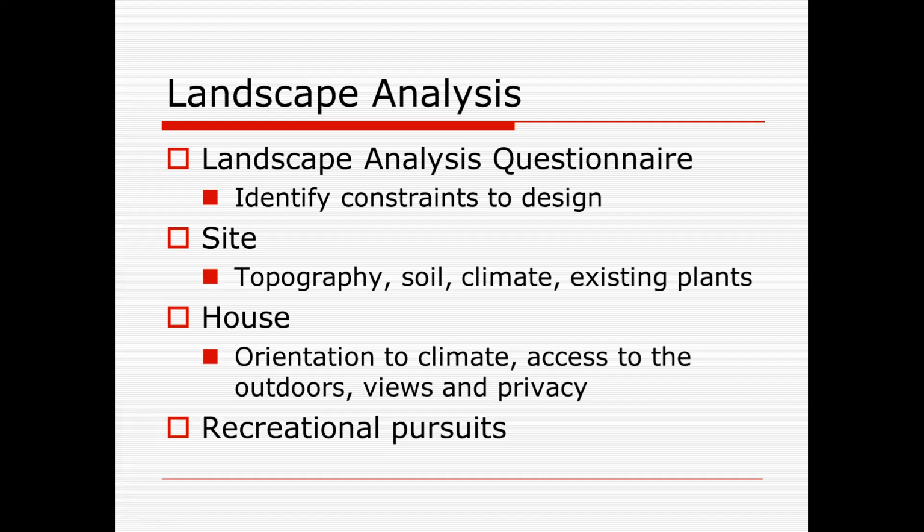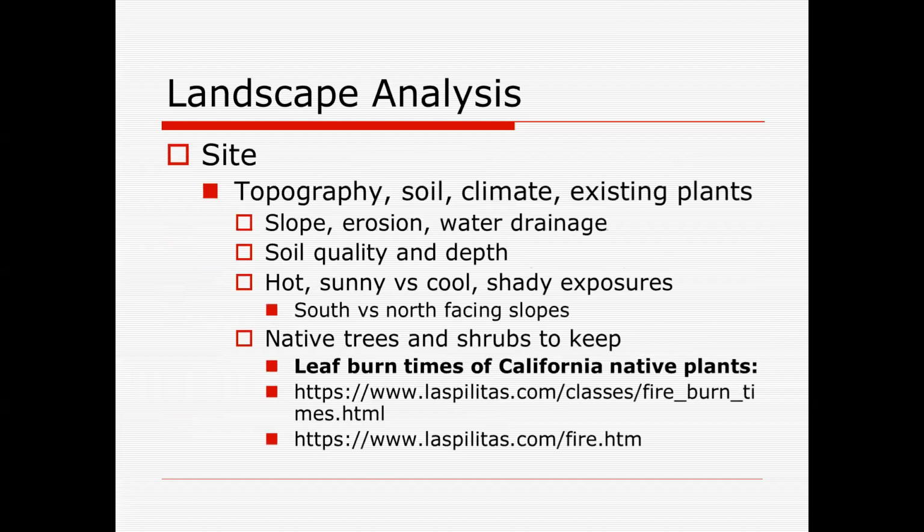Some of these constraints are due to the site, some to the house, and some are imposed by your recreational pursuits. So let's look at some of the site constraints. One of the first things you need to address if you're starting a new garden or even an old garden is how much your property slopes, where the water goes, where erosion soils go, where the water drains.